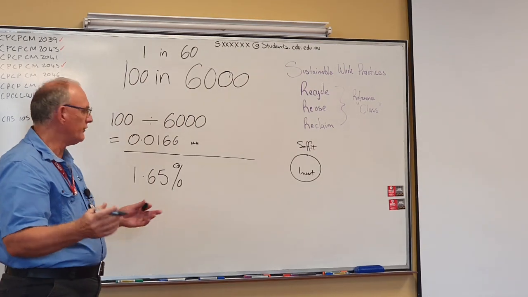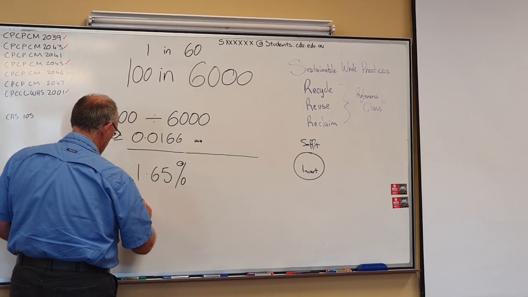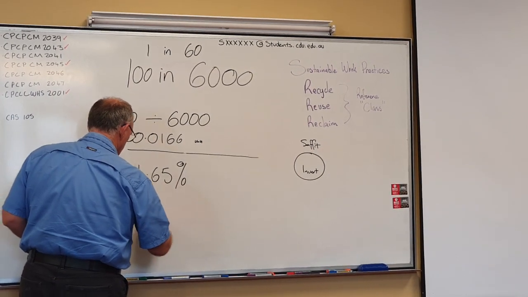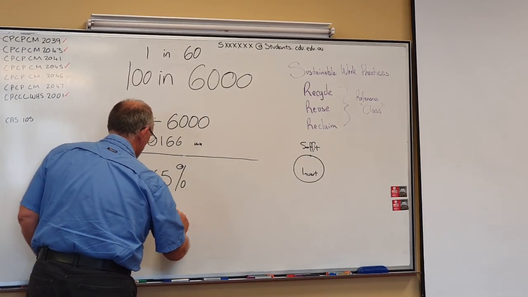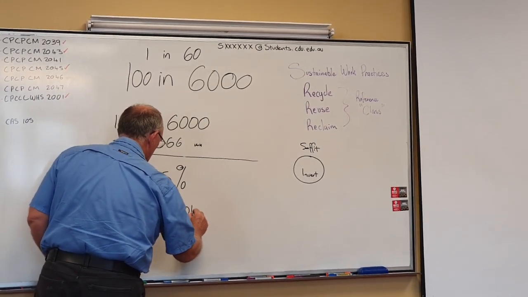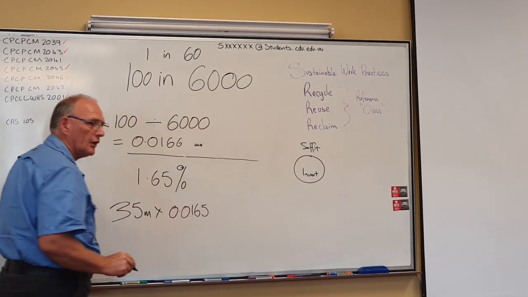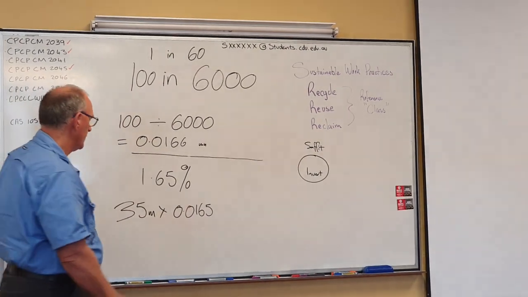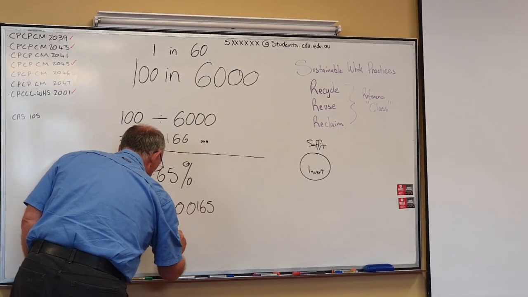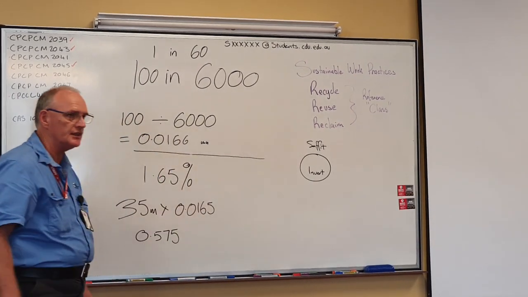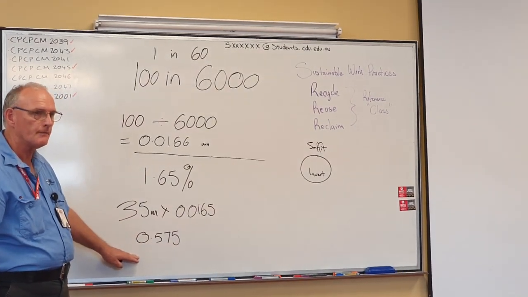So we've got 35 metres of drain. We would have times 0.0165. If we were to multiply that out, what have we got? 0.5775. So what that's telling us is, that's how much fall we need on our pipe, right?